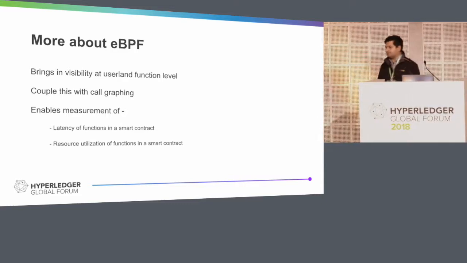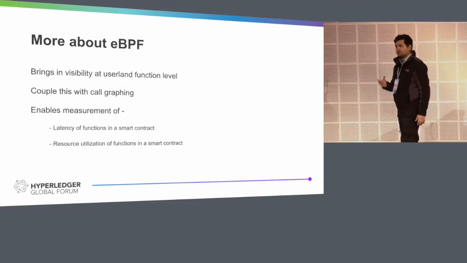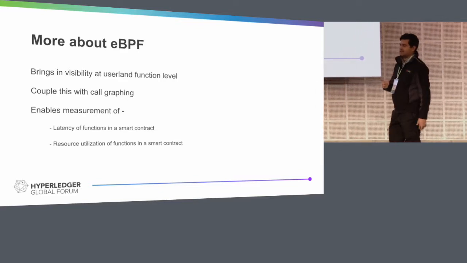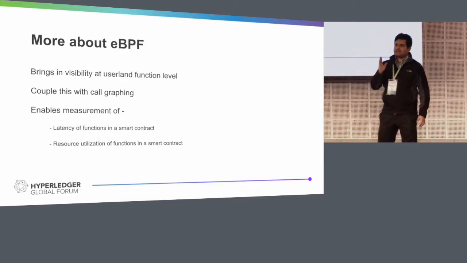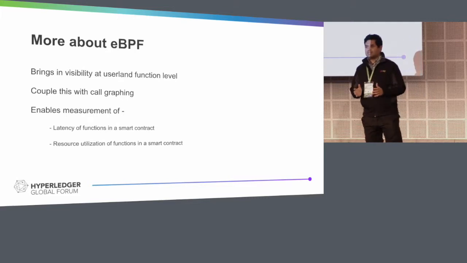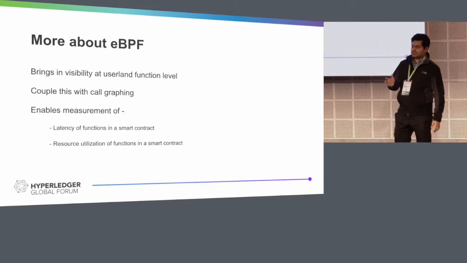So I've already mentioned that it brings in visibility at user space function level. I did not mention that, actually. So this is the big deal about eBPF. At user space, at function call level, you can get visibility. The demo will make this clearer.